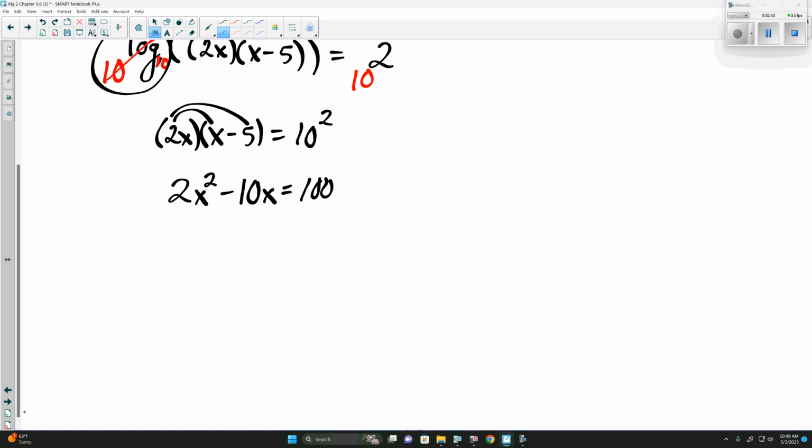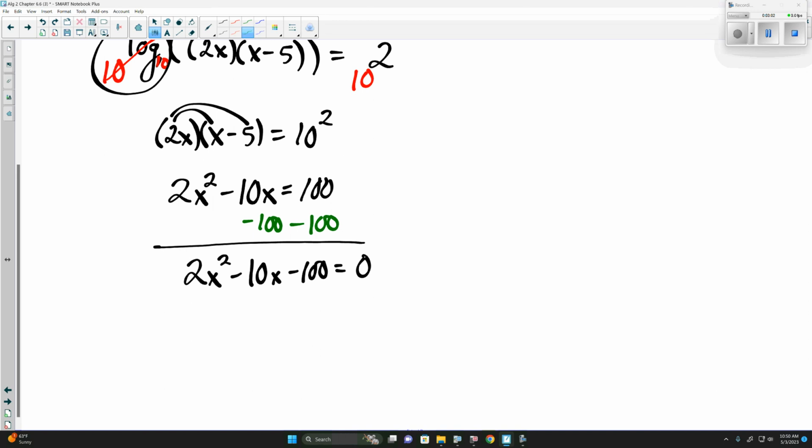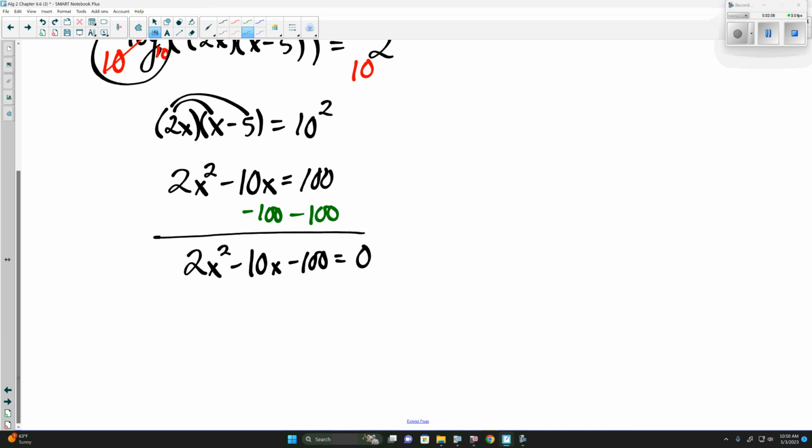Now at this point here, we do have a quadratic. We know of a quadratic because of the x squared term. So we need to get this equation equal to 0. So what we can do is subtract 100 from both sides, telling us that we have 2x squared minus 10x minus 100 is equal to 0. Any questions on how we got to this point here?